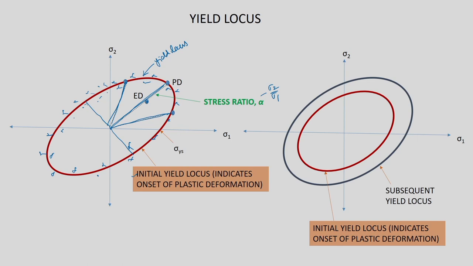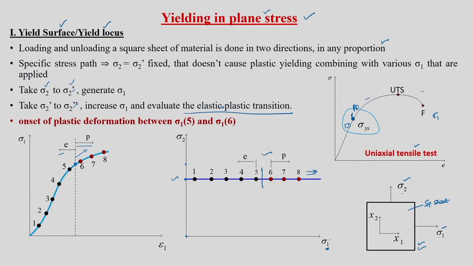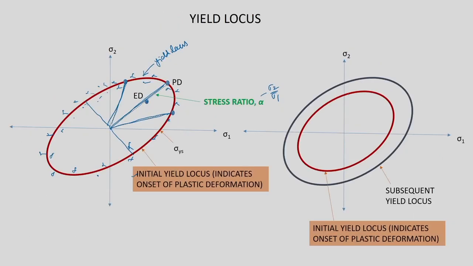But we are going to deform it further. For example, this point is reached, I am going to get this point, this point, up to UTS, let us say, which is equivalent to saying that this red color curve locus has become this blue color or black color one. So from here I am going to this particular one, which means that this point is going to become this point, and this point is going to become this point. Similarly, several points are there which can give me the next yield locus, and I am going to call this a subsequent yield locus.